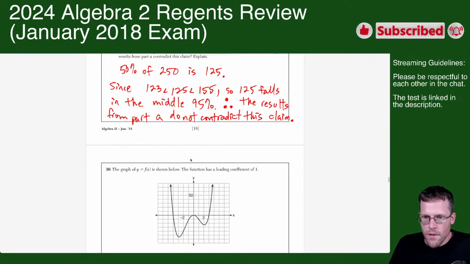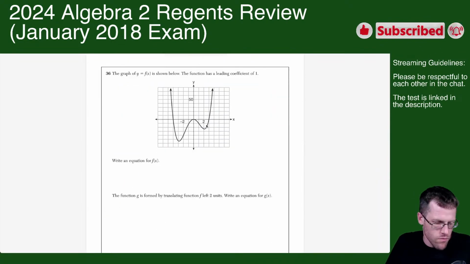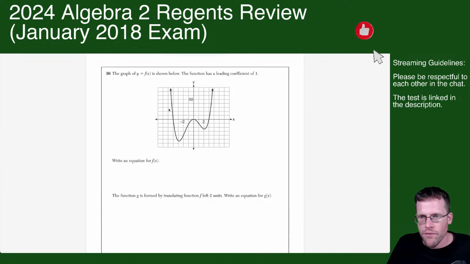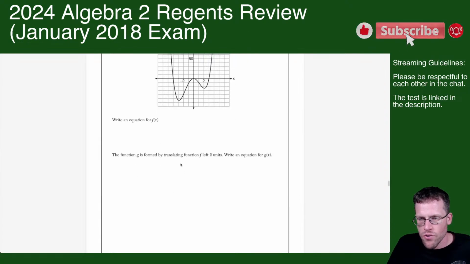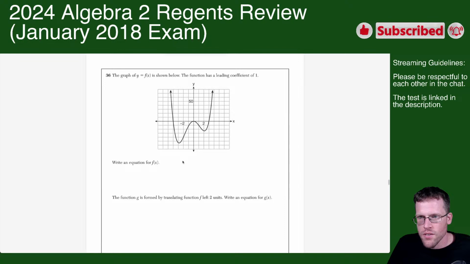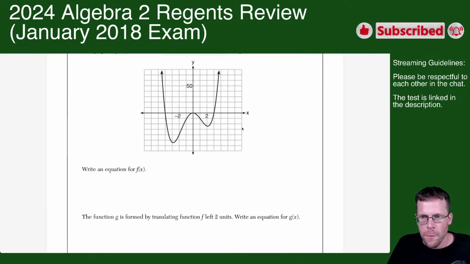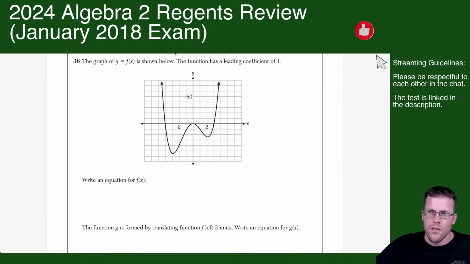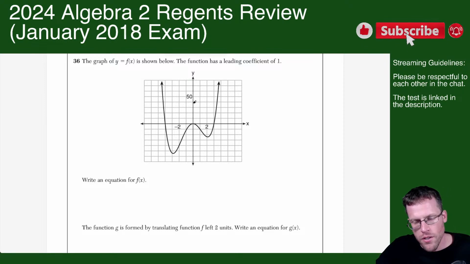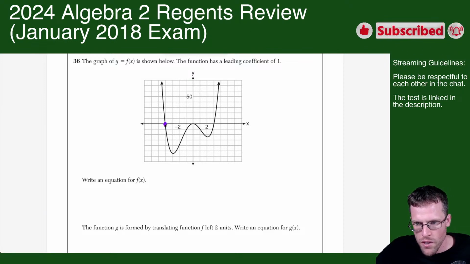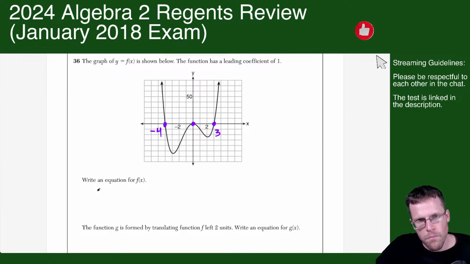Moving on. 36. Write an equation for f of x and then a translated one. And this is the second to last question. Okay. This one, there's a nice trap in this question, but you have a calculator to check yourself. So here you have a root at -4, at 0, and at 3. I always call it the bear trap.